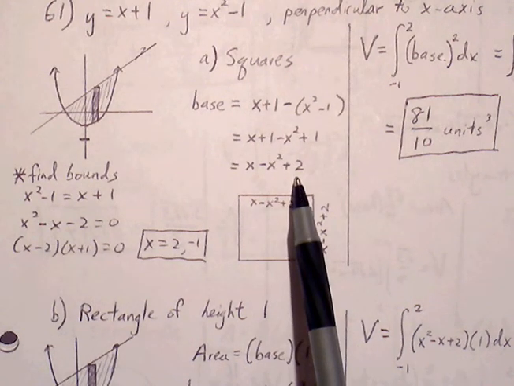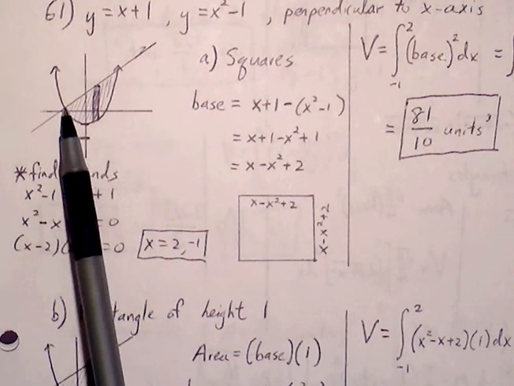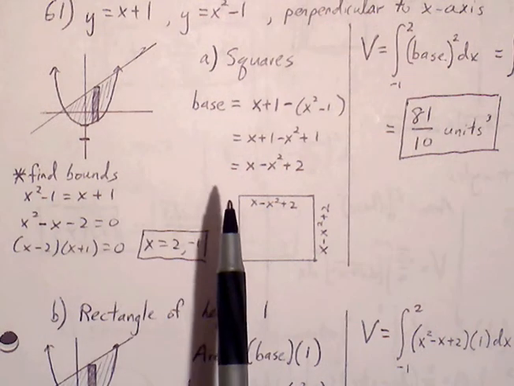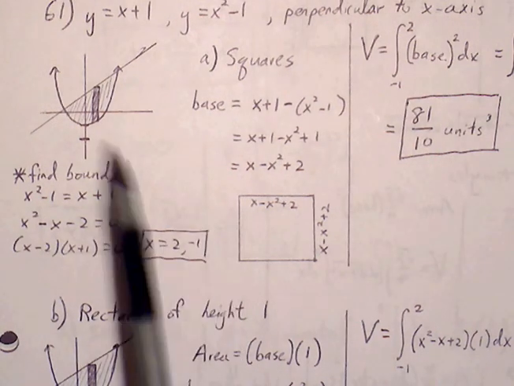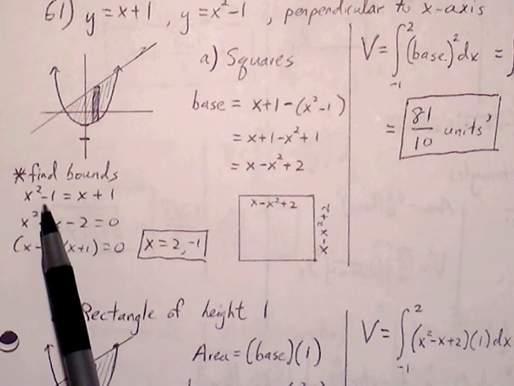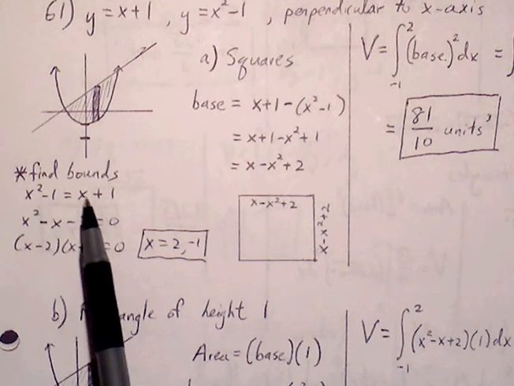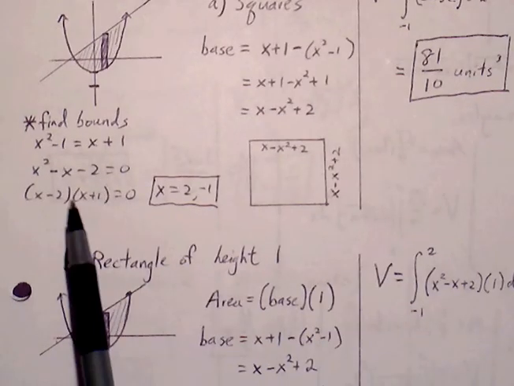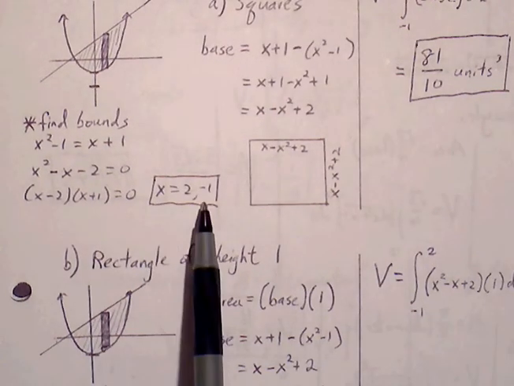Okay. We also need to find the bounds. So to find the bounds, just like how we would with washer, disk method, or finding area, we have to find in terms of x. So we set the parabola equal to the linear equation. Bring everything over to 0, solve for x, we get negative 1 and 2.